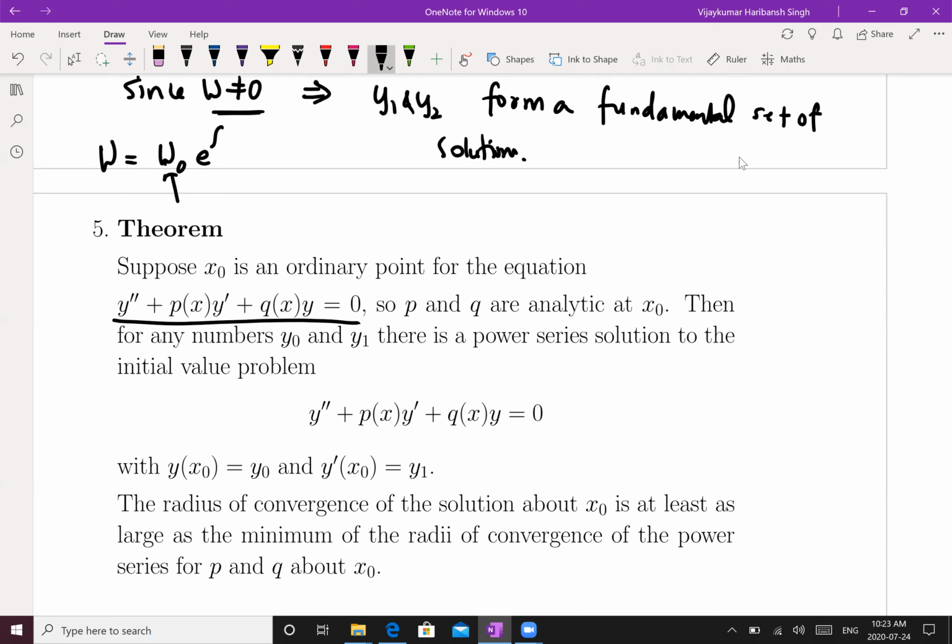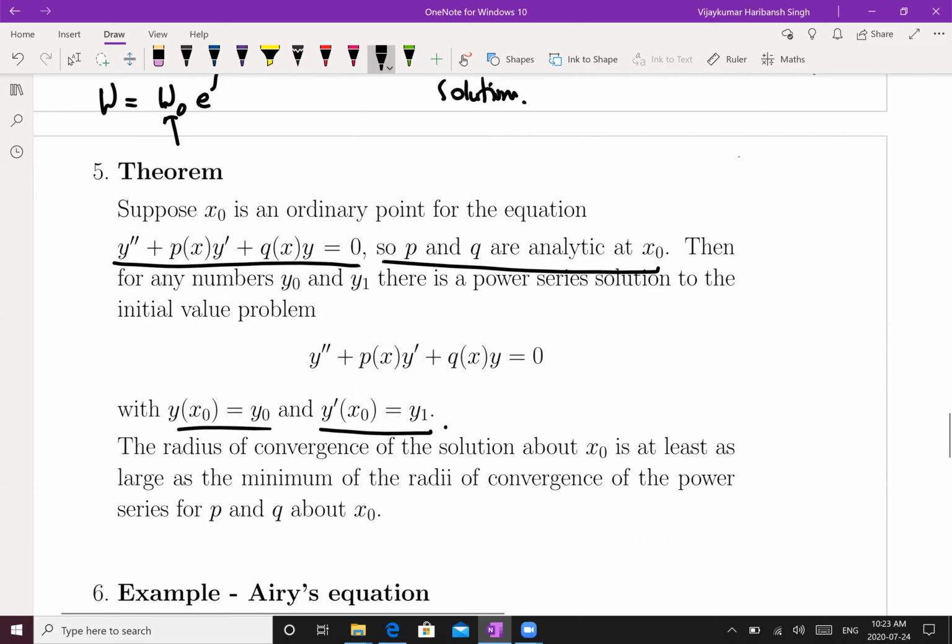So that means we have that p(x) and q(x) are analytic at x naught. Then for any numbers y naught and y1, there is a power series solution such that y double prime plus p(x)y prime plus q(x)y equals 0, with y of x naught equals y naught and y prime of x naught equals y1. So this theorem is telling us that if you take an ordinary point, there is a solution to the initial value problem, right?